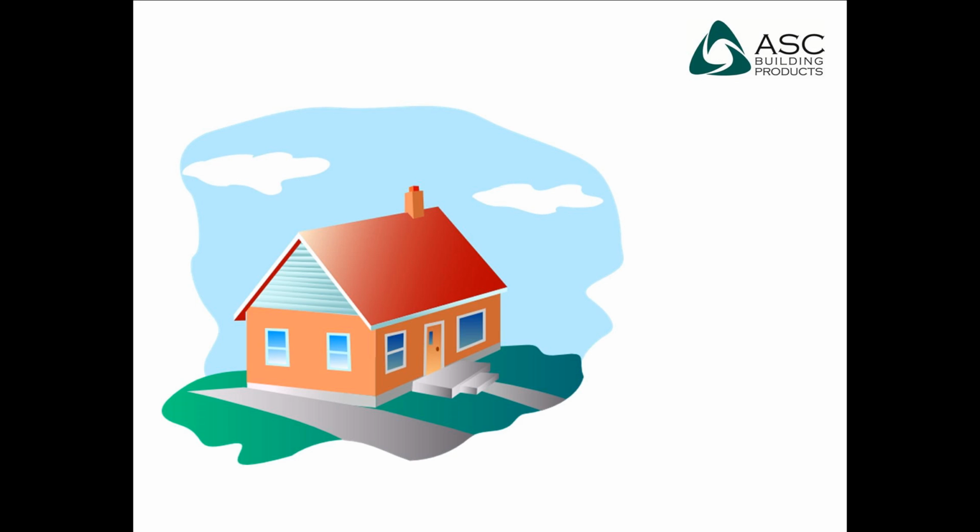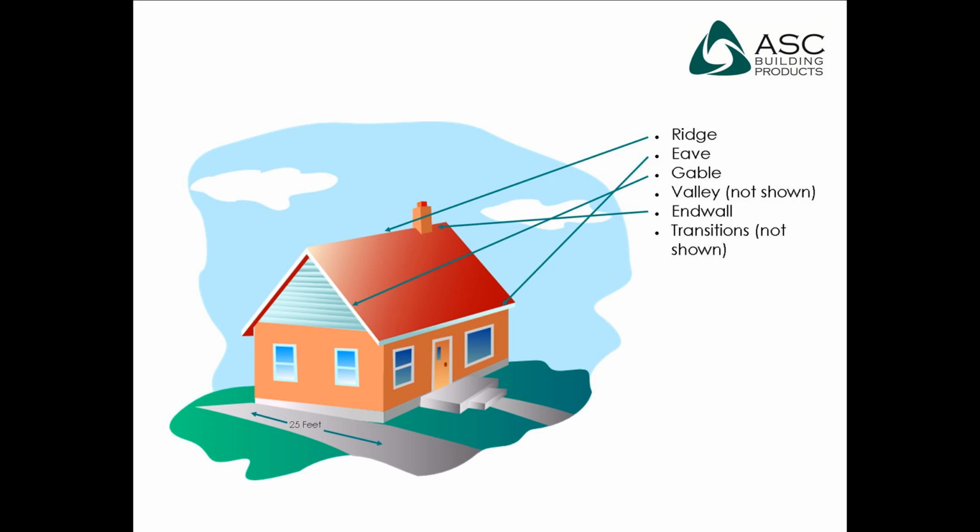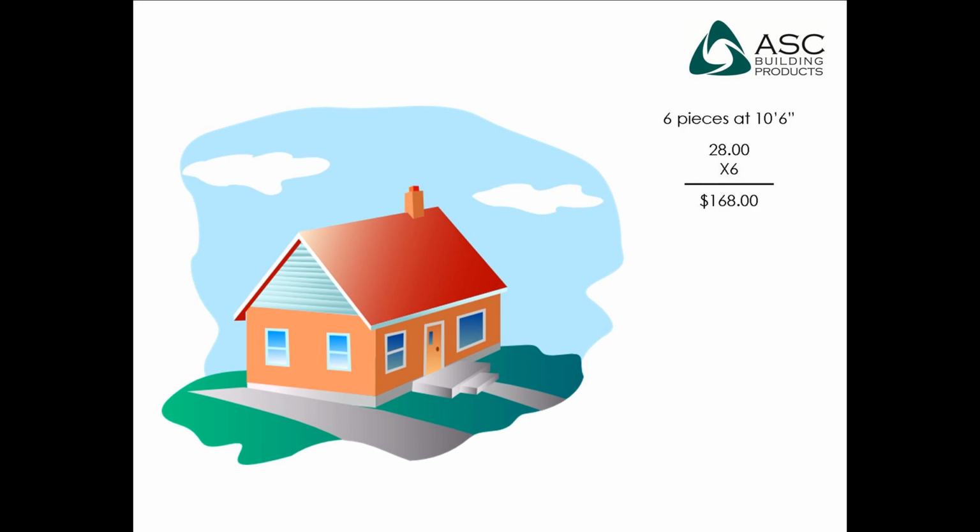Trim pieces are not calculated by the linear foot, rather by the piece. For instance, if the width of the house is 25 feet, you would need 3 pieces of gable or 3 pieces of eave trim, depending on the style of roof you are working with. Trim pieces come in the industry standard 10-foot 6-inch dimension. Calculate all the trim pieces, including but not limited to the ridge, eave, gable, valley, end wall, and transitions. Again, in this example, if 6 eave trims are needed, and they are $28 each, your cost is $168.